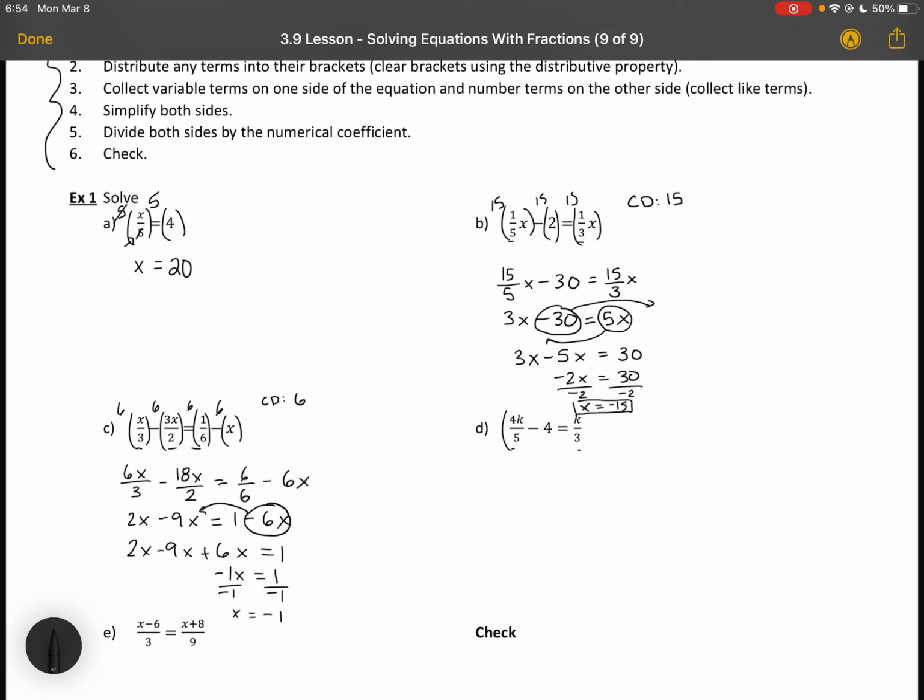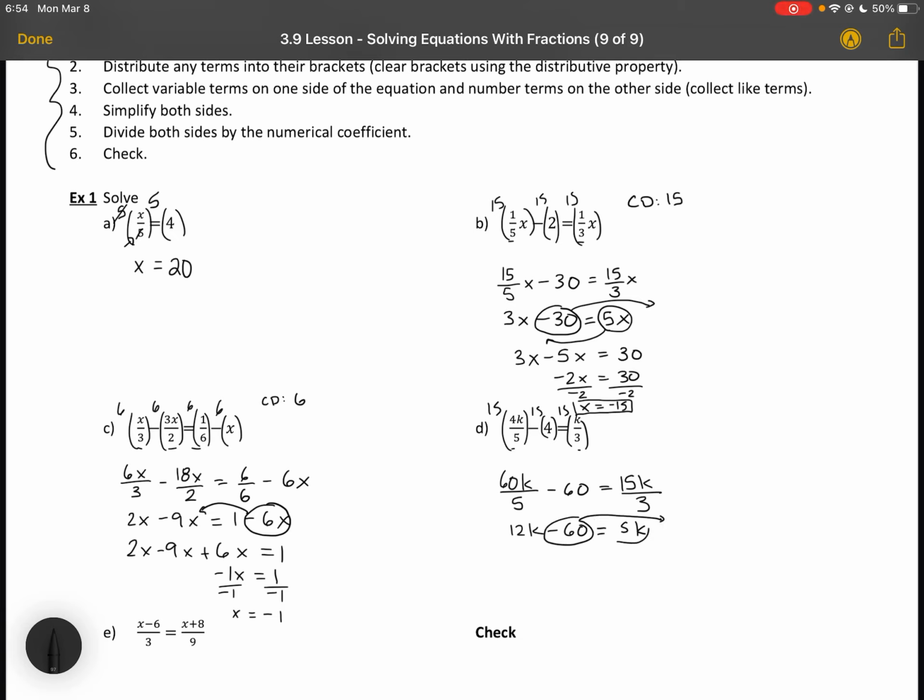Example D, I've got a 5 and a 3 again. So I'm going to multiply both of them by 15, making sure that I get all the terms by 15. Multiplying that together gives me 60k over 5 minus 60 equals 15k over 3. Doing my divisions, I get 12k minus 60 equals 5k.